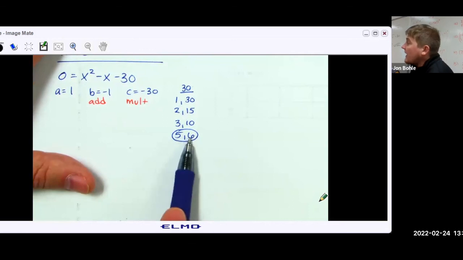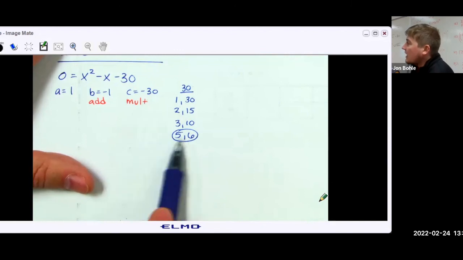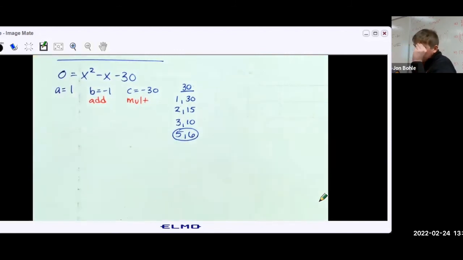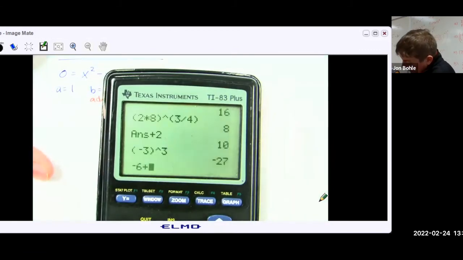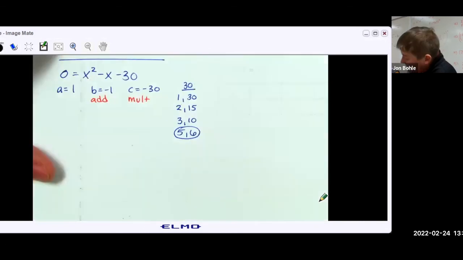It's a matter of what's positive and what's negative. I'm multiplying to a negative, so one of these numbers needs to be negative. You can guess and check at this point. -6 plus 5 is -1. That's exactly what I want.